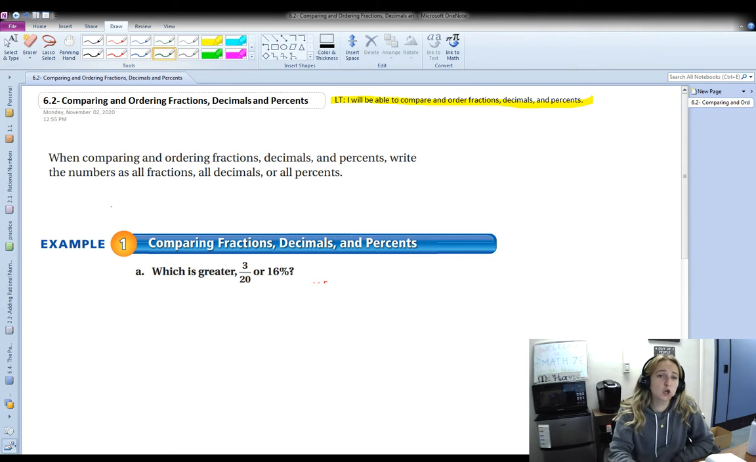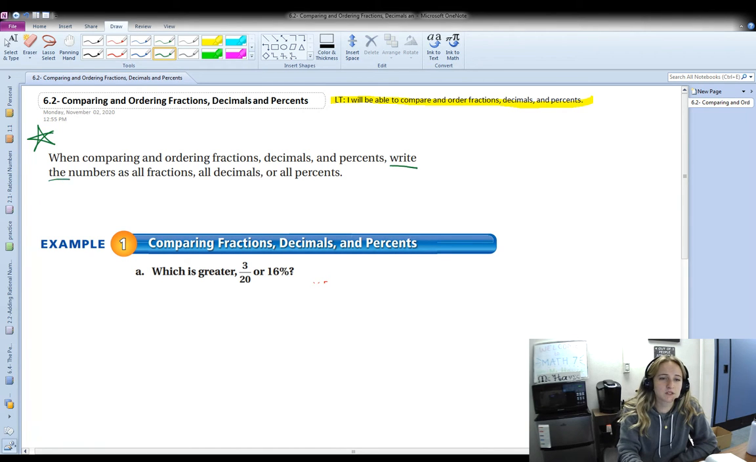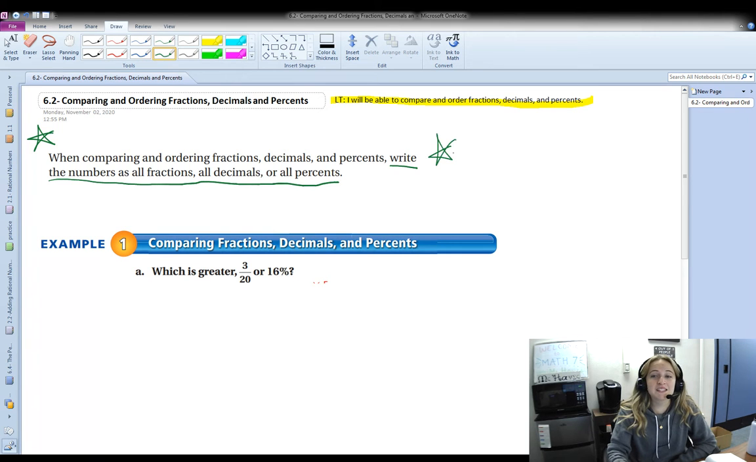So this is our golden rule for comparing and ordering fractions. It says, when comparing and ordering fractions, decimals, and percents, write the numbers as either all fractions, all decimals, or all percents. What that means is essentially you want all of your numbers in the same form when you go to order them so that you can actually order them and compare them. Make sure you have that golden rule down, because that is key.